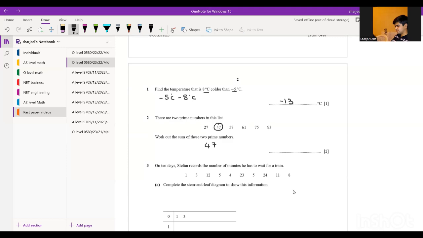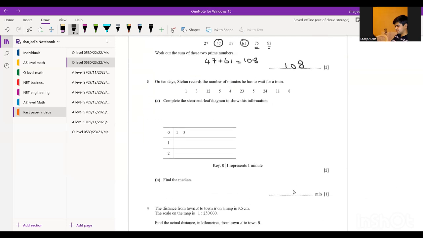57 has more divisors. We can divide it by 19 and 3. So this is not the option. 61 has only two divisors, so the other number is 61. Also 75 and 93 have more than two divisors. So we have the two prime numbers. We will add them to get 108. So that is our answer.